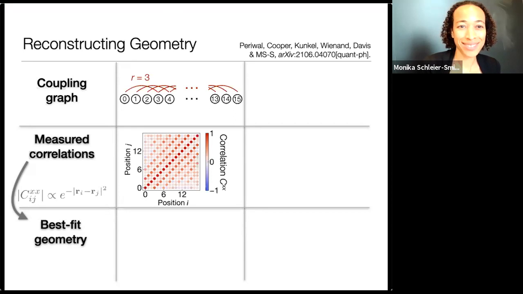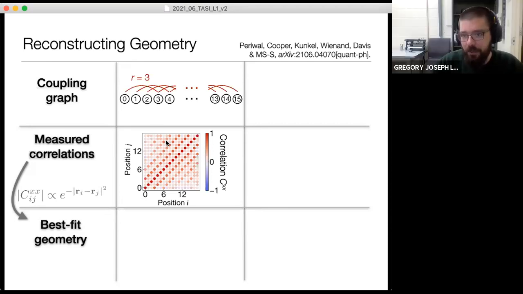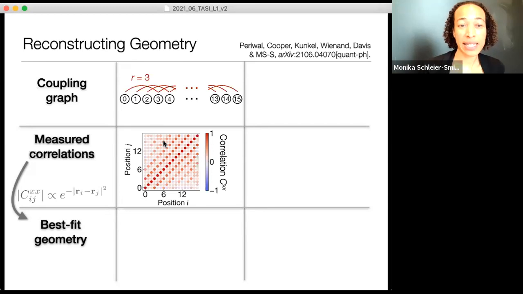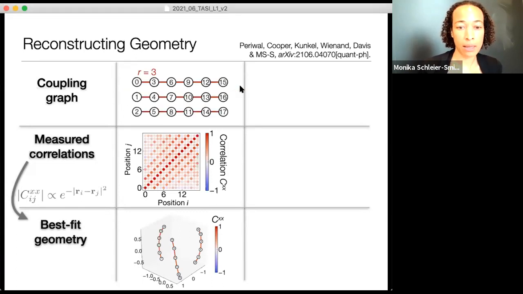Anyone? I can give away the answer for this one, but then you're going to have to guess for the next one. Is it 3 disjoint rings or lines? Yeah, exactly. So here I didn't do periodic boundary conditions, so you're exactly right. It's 3 disjoint lines. Yeah, and so that's just what pops out of this reconstruction. And that makes sense. I could have drawn the graph like this.